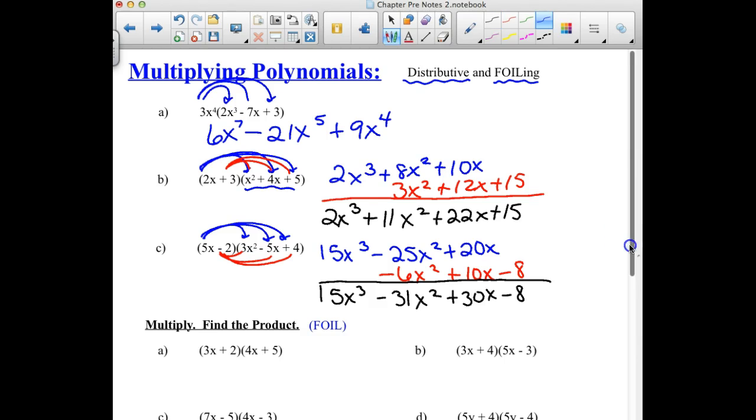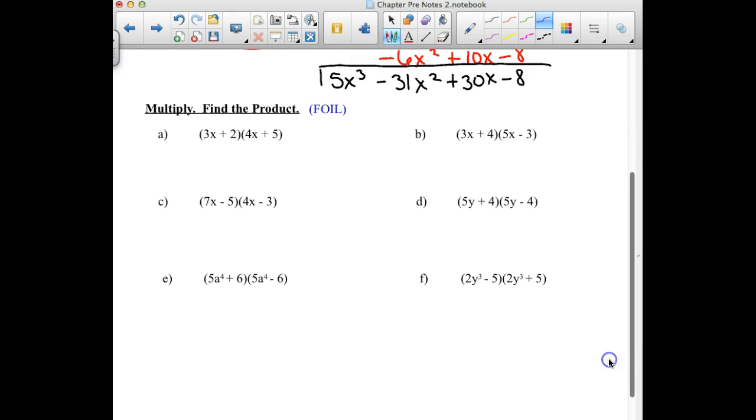All right, shifting to binomial times binomial. This is our foiling technique. Foiling, remember, stands for first, outside, inside, last. It really is just distributing like we've just been doing. 3x times 4x would give us 12x squared. 3x times 5 would give us 15x.